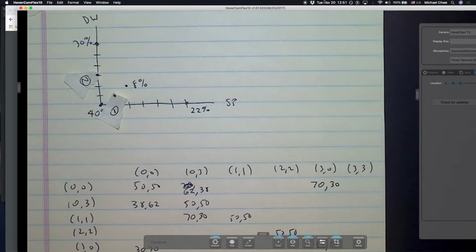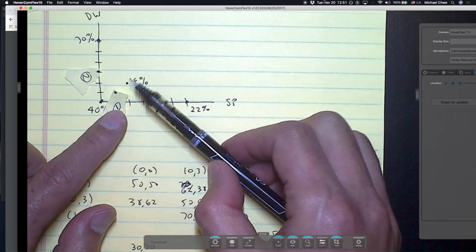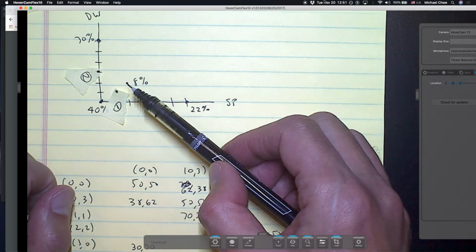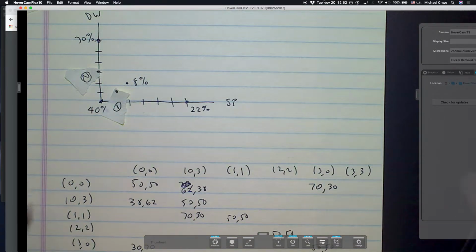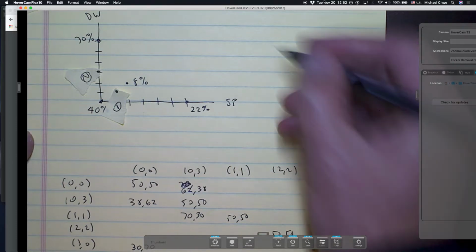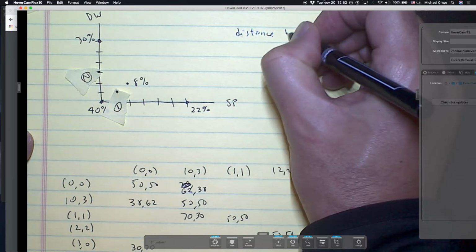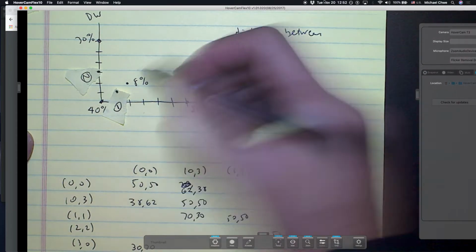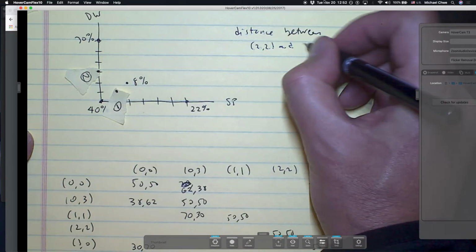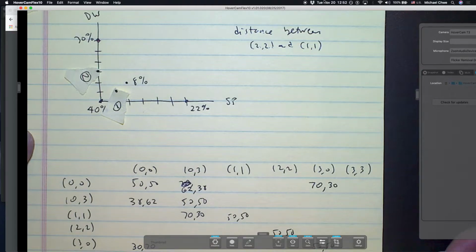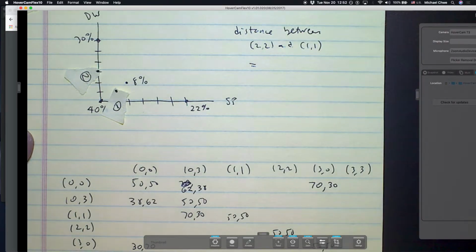Okay, so now this is what I would do. To me it's pretty clear that these Buddhists are closer to 1 than to 2. The Buddhists would rather vote for 1 than 2. But let's say I don't trust my eyes and I want to just calculate that explicitly. How would I do that? The distance between the Buddhists, at 2, 2, and your candidate at 1, 1. What is that distance? Well, I can figure it out by using the Pythagorean theorem. That's what that thing is.